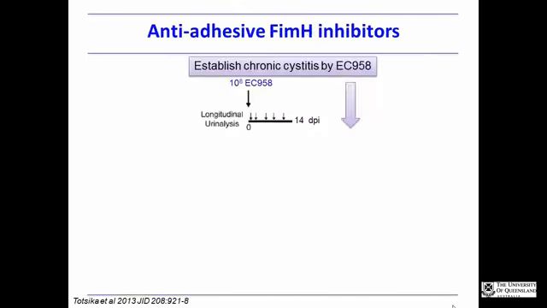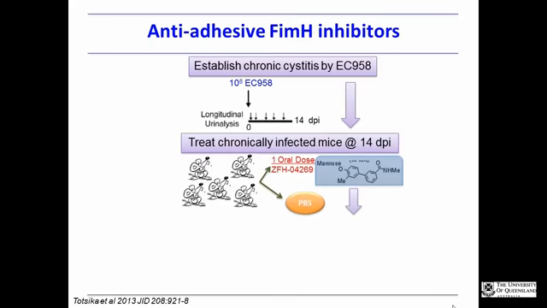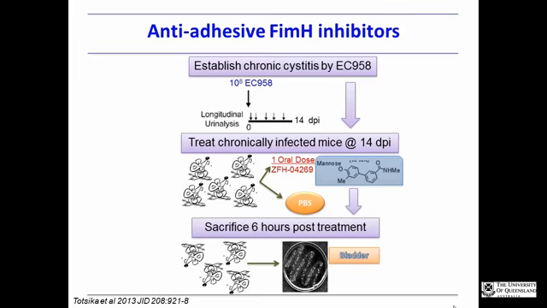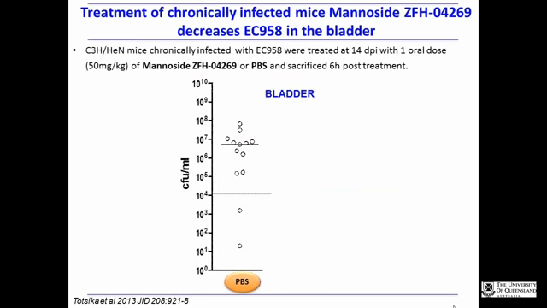Okay, so this is the experiment that we did, and again, it's fairly straightforward in its design. We established chronic cystitis by EC958 in mice, and I've showed you that we could do that by monitoring the number of bacteria over a 2-week period. And then we took these mice that had been chronically infected and gave them either one single oral dose of the mannoside, or we gave them PBS. And 6 hours post-treatment, we sacrificed these mice and we enumerated the number of bacteria that were present in the bladder. Okay, so this is a control mice treated with PBS. You can see that they have a median of around 10 to the 7 CFUs per mL.